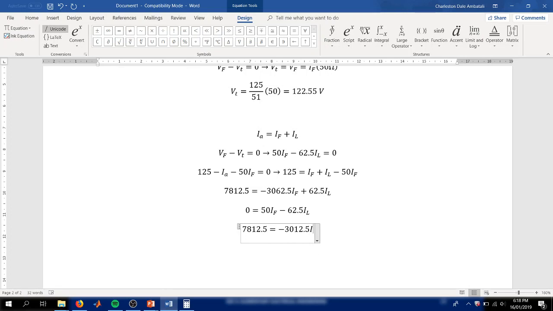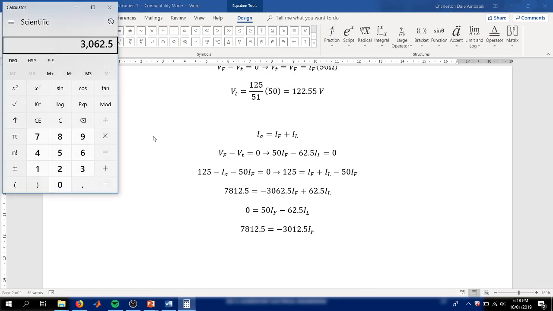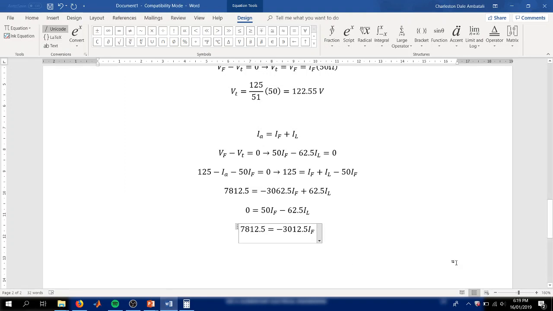So is it correct? I sub f. And finally, you'll get your I sub f: 7812.5 divided by 3012.5. So that is 2.593 amperes. So IF is equal to negative 2.593 amperes. So let us recheck everything.